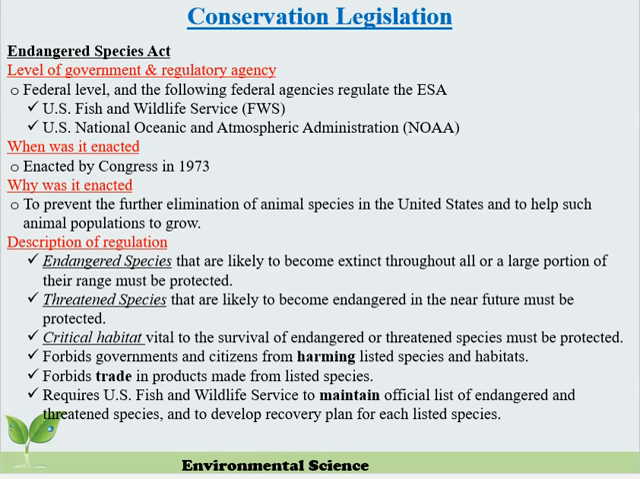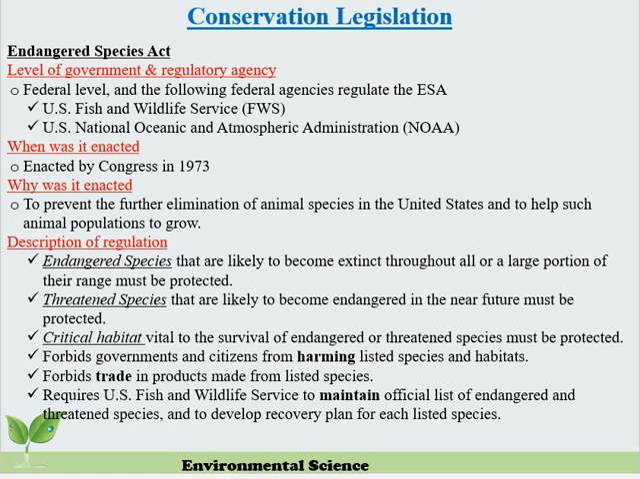So if it's endangered or threatened, you cannot trade in those products. It forbids trade in products made from listed species. So if it's some sort of an animal that you want to make fur out of, a fur coat or a fur hat or something, you can't do that. It's against the law. And it requires U.S. Fish and Wildlife Service to maintain an official list of endangered and threatened species. These lists are constantly monitored and updated.